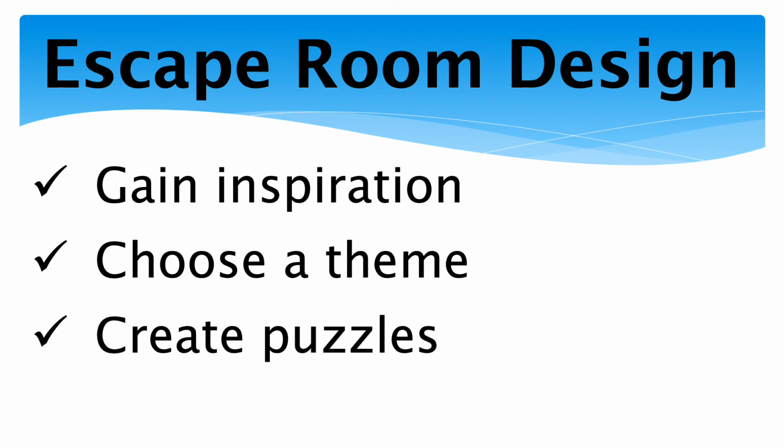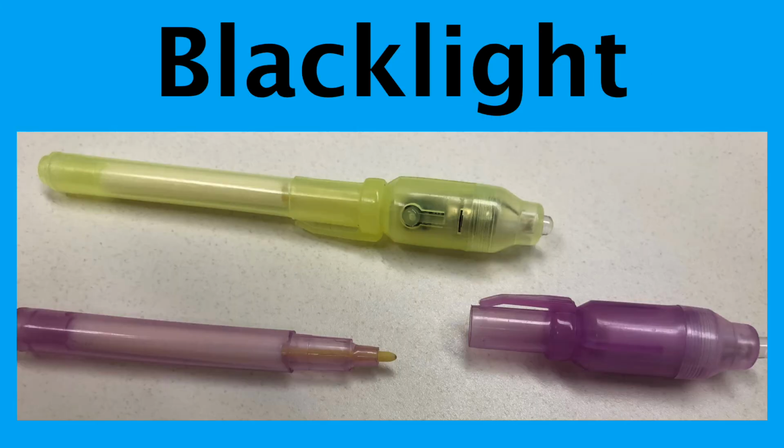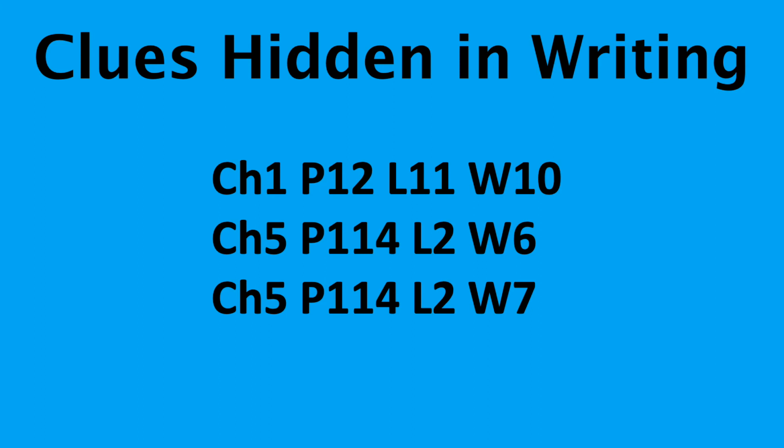Next, it's time to design the puzzles. There will need to be multiple puzzles that participants need to solve in the game. There's countless types of puzzles that you can use. These include fill in the blanks. For example, in this one, they went on the library website and they searched for this information. Specific letters were underlined with red, and that spelled out the word pen light. That led them to a black light in the room, disguised as a pen, that they could use to illuminate hidden messages. You could also use clues hidden in writing.